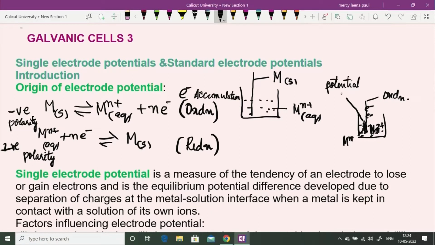Potential is developed, and this potential is known as electrode potential. In the other case, it will be the opposite: instead of electrons accumulating on the metal part, when reduction occurs there will be a deficiency of electrons, and automatically the negatively charged ions get accumulated. An electrical double layer is formed and a potential developed, and that will be the electrode potential of that particular electrode. So, in both ways, whether oxidation or reduction, an electrical double layer is formed due to accumulation of charges, and that is responsible for the electrode potential.